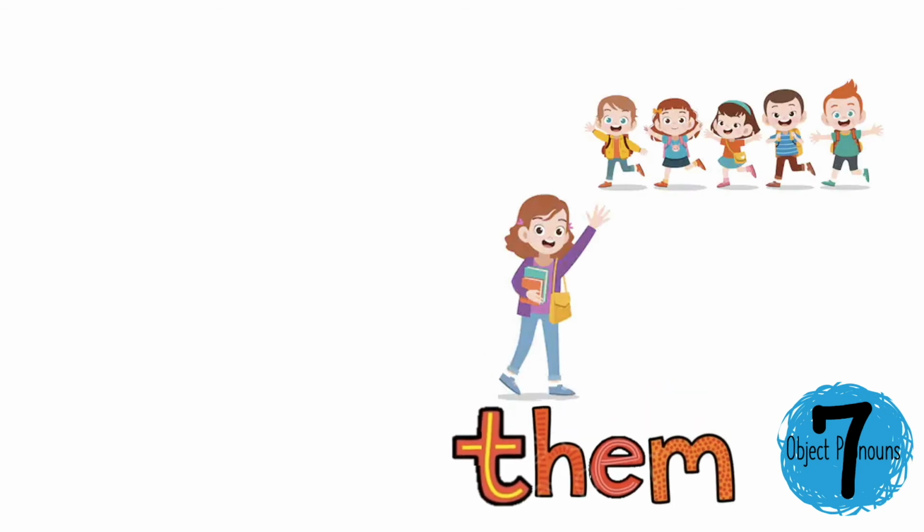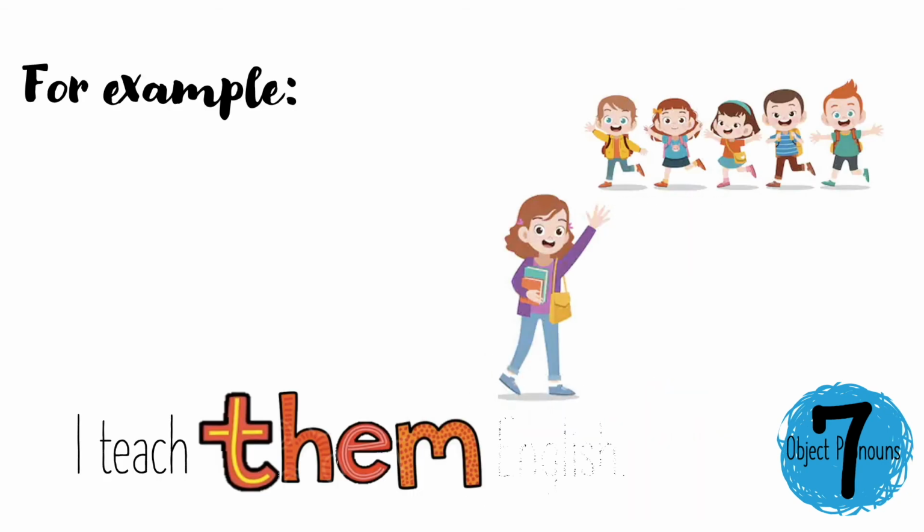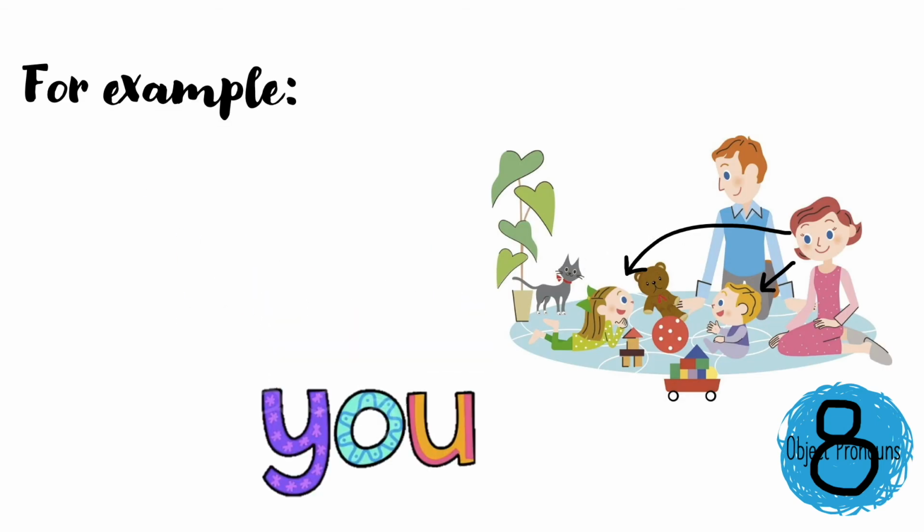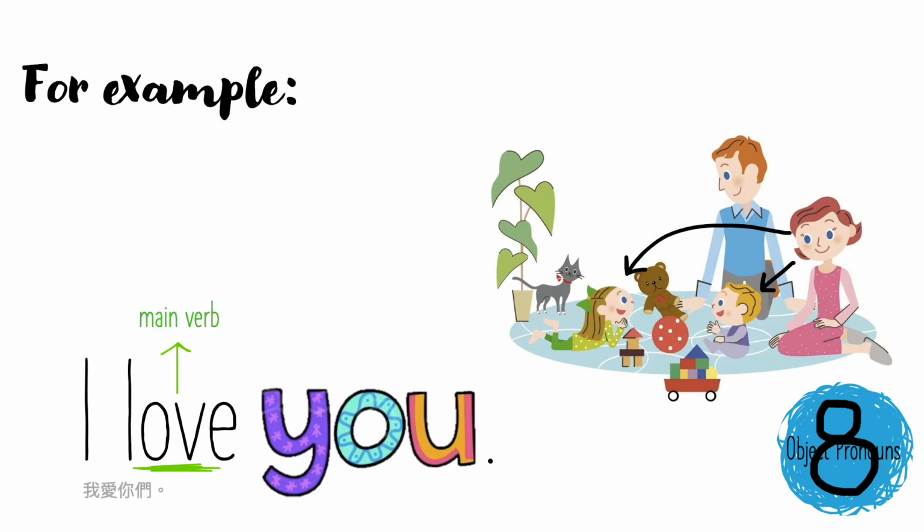Number 7, them. For example, I teach them English. Teach is the main verb. Them is the object. It is receiving this action of teaching. Number 8, you. For example, I love you. Love is the main verb. Who do I love? Who is receiving my love? You are. So you is the object.